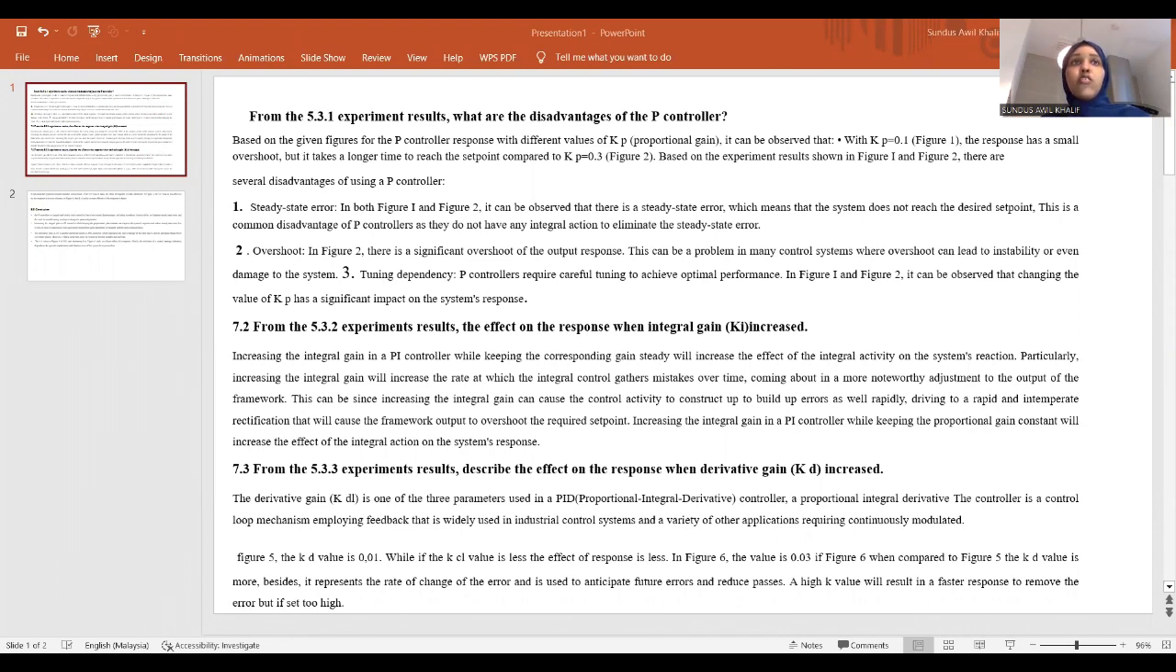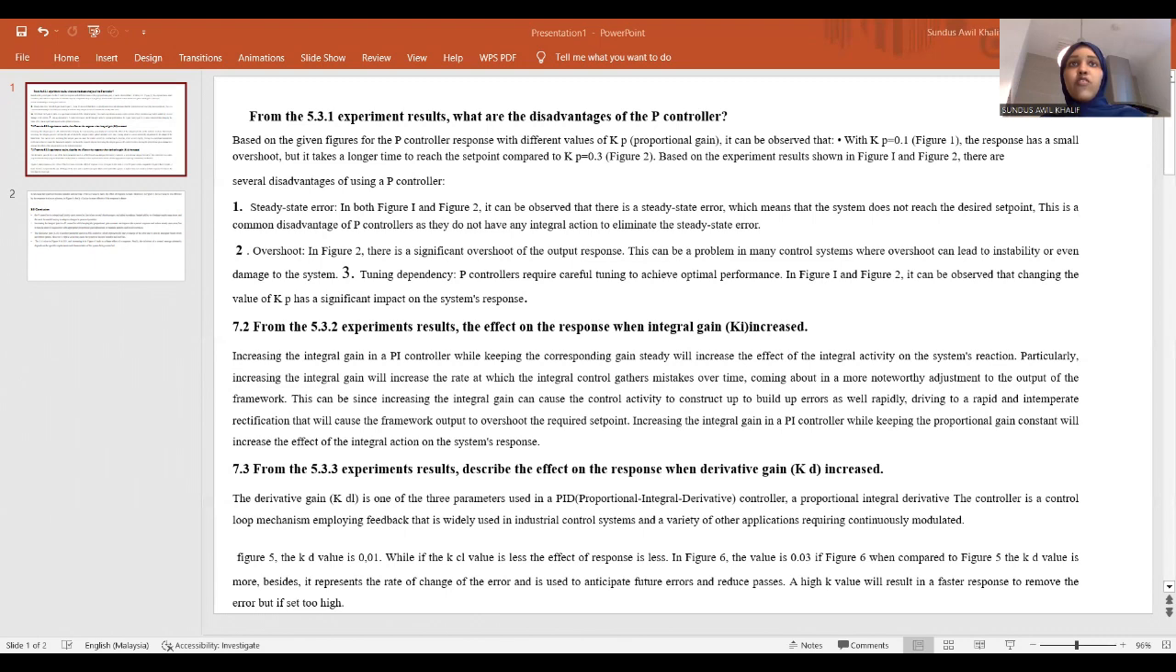Advantages of the P controller. Based on the given figure of the P control response with different values of Kp, the proportional gain, it can be observed that with Kp 0.1, figure 1, the response has a small overshoot, but it takes longer to reach the set point compared to Kp 0.3, figure 2. Based on the experiment results shown in figure 1 and figure 2, there are several disadvantages of using a P controller. First one, steady state error.